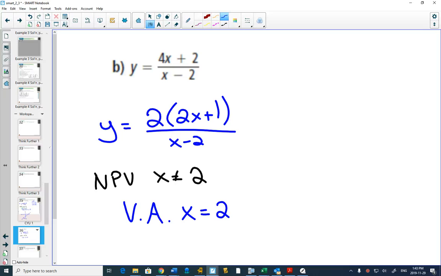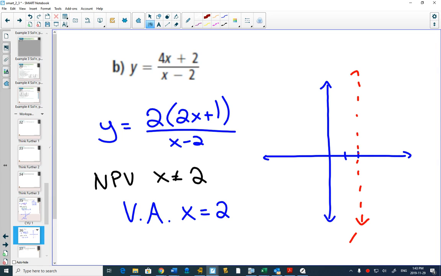Step 2, look at your non-permissible values, determine if they're going to be holes or asymptotes. You can sort of start graphing off to the side. We now know at x equals 2, with an equal sign, no line through it, we have an asymptote.